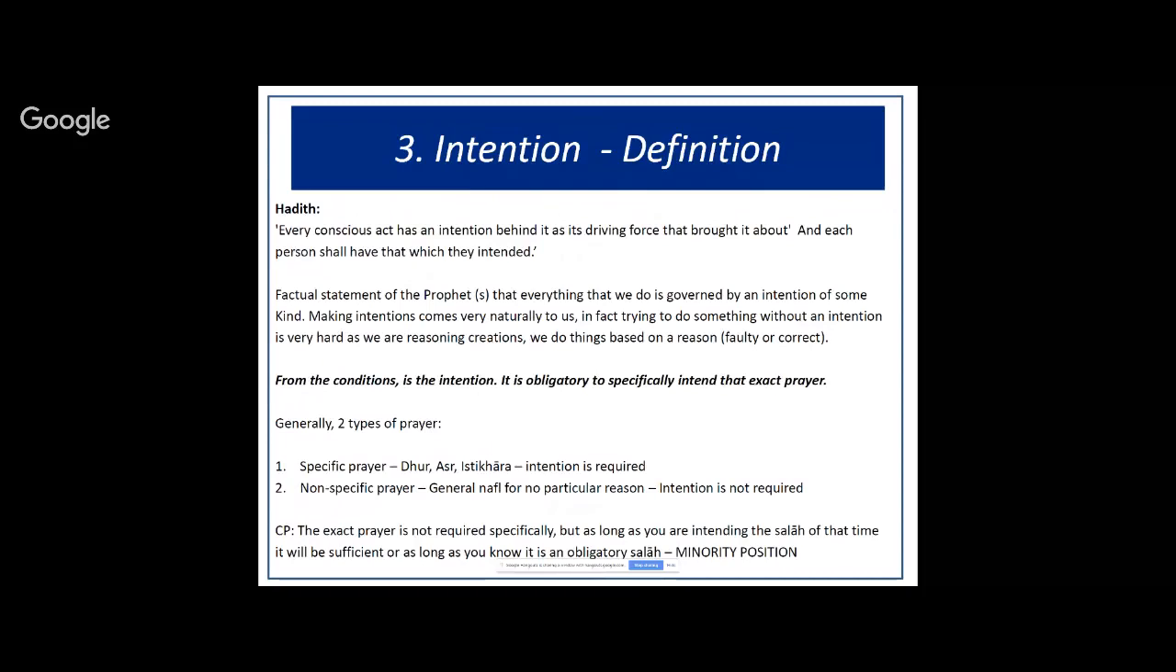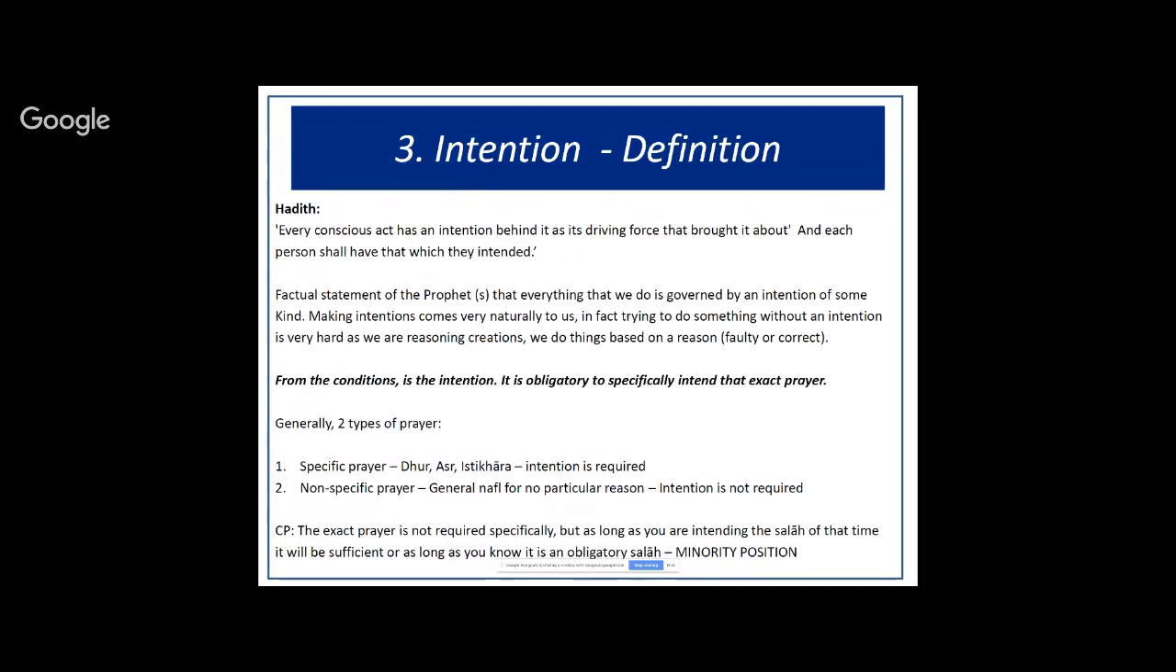So this was a factual statement of the Prophet ﷺ, that basically every single conscious act that we do, an intention of some sort brought about that action. Because as humans, making intentions comes very naturally to us. And in fact, to do something without an intention is very difficult. Even if we move our hand from our lap, we may have moved it because we were uncomfortable.